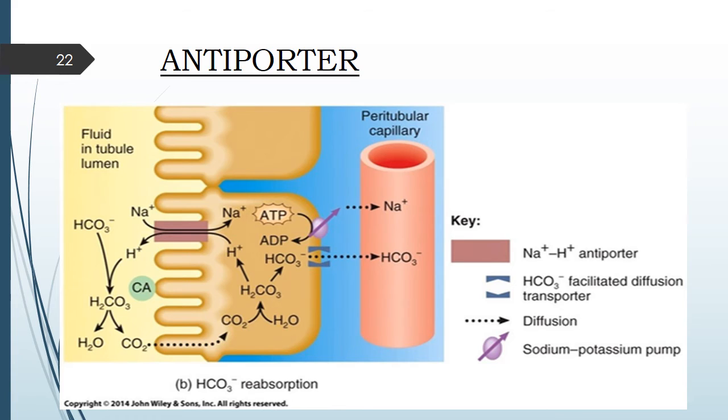As the HCO3 level increases in the cytosol, it exits via the facilitated diffusion mechanism into the peritubular capillaries, and also the sodium ions are reabsorbed into the peritubular capillaries through the sodium potassium pump. It is an energy-needed reabsorption and uses ATP for the energy, and for every H plus secreted into the tubular fluid, one HCO3 and one sodium are reabsorbed.